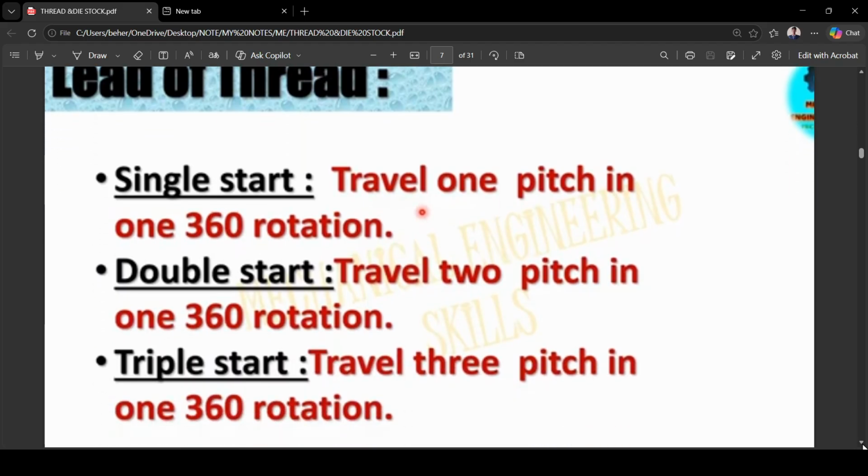Lead of thread. Single start travels one pitch in one 360-degree rotation. Double start travels two pitches in one 360-degree rotation. Triple start travels three pitches in one 360-degree rotation.